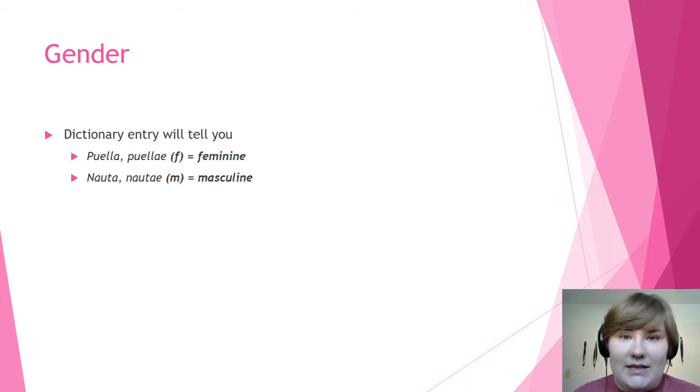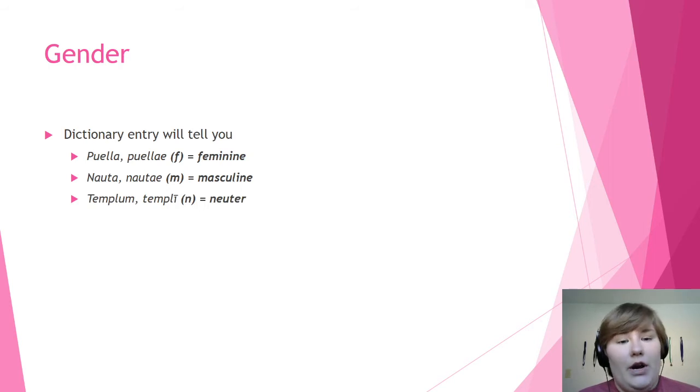So that's why the word is masculine. And then something we didn't see in this chapter, but that we'll get to in a few chapters, are neuter nouns, like this guy, templum, templi. And you see that N stands for neuter. This is what your textbook is going to tell you.